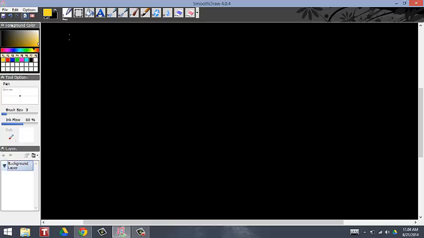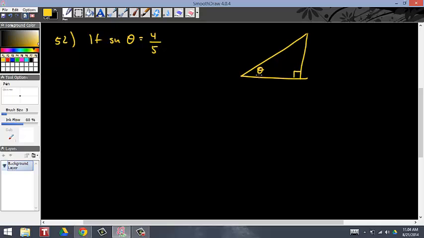Okay, let's do something like number 52. This one's easy. So we're going to find all 6 trig values if sine theta equals 4 over 5. Well, the first thing you want to do is you want to draw a triangle. A right triangle. Theta can be here, it can be wherever it wants. Sine is opposite over hypotenuse. What is the third side? How big is the third side on this one? 3. It's a piece of cake. 3, 4, 5 right triangle.